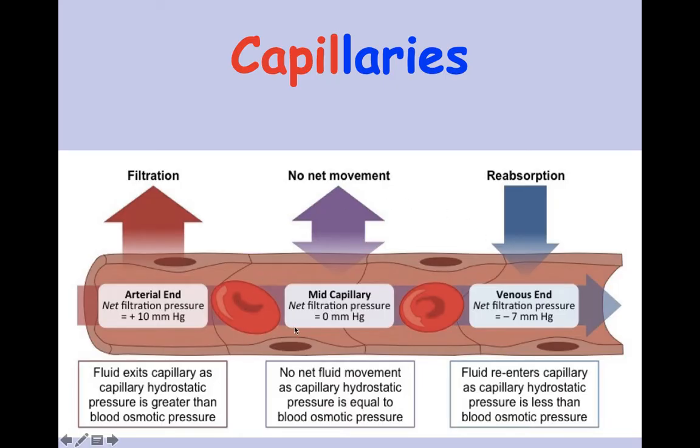Here's what that would kind of look like as the filtration happens, as we go from oxygenated to deoxygenated. On the arterial end, you'd have oxygen leaving the capillary, and at the venule end, you'd have carbon dioxide being reabsorbed into the capillary.